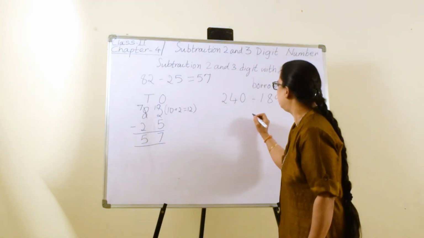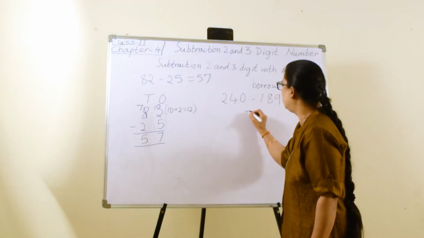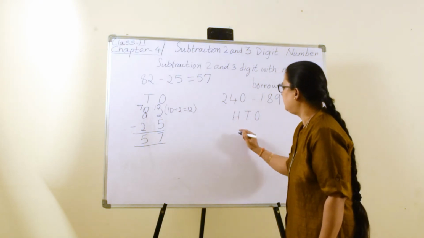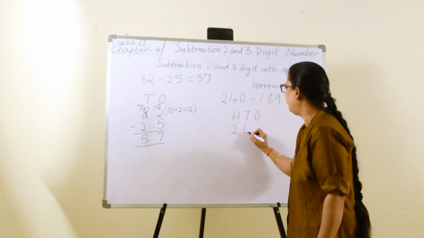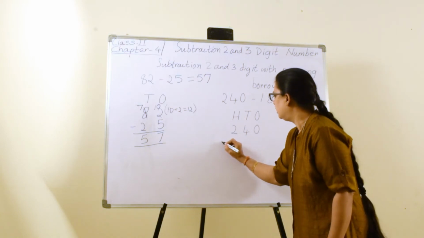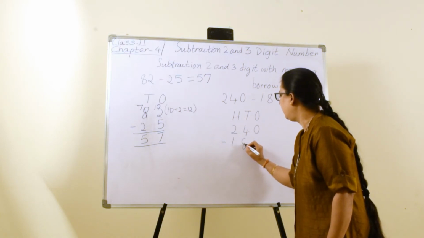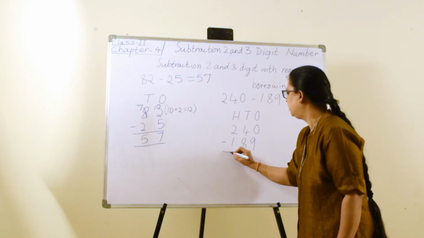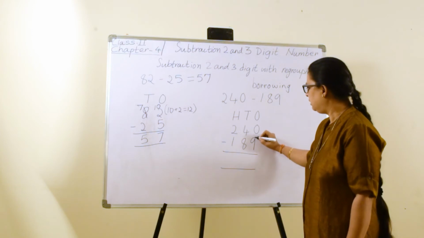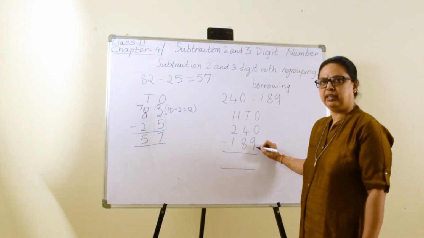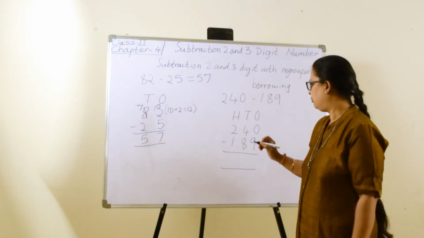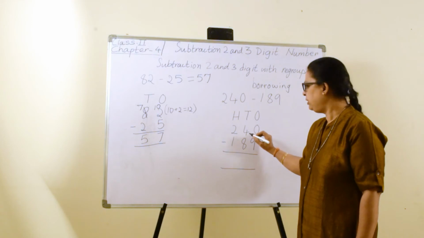So now let us put the columns here: ones, tens and hundreds. Now the number in the hundreds place here is 2, tens 4, ones 0. Then here 189. Now look at the numbers in the ones place. The number here on the top is 0 and here it is 9. Can we remove 9 from 0? No. So what would we do? We would borrow 1 from here.